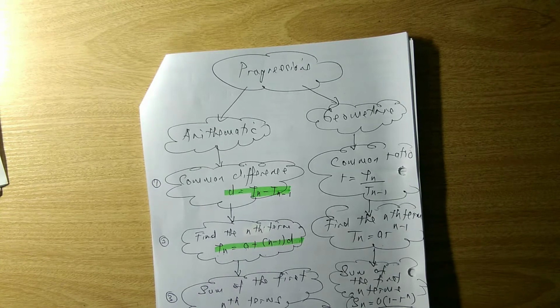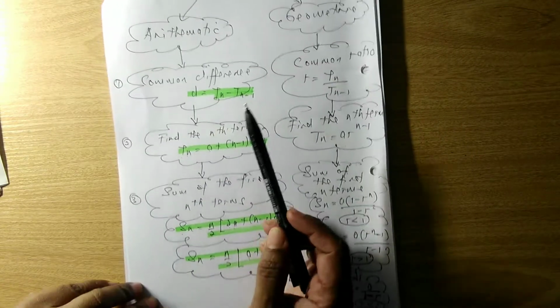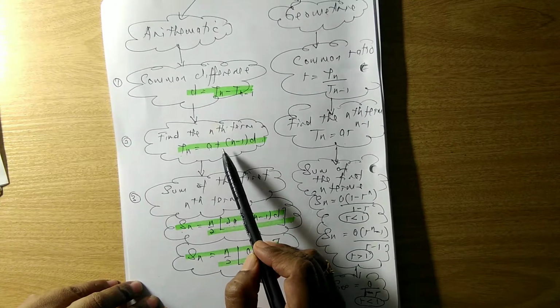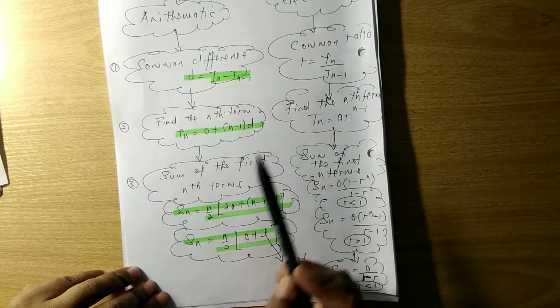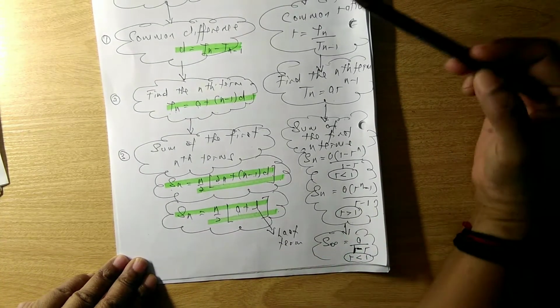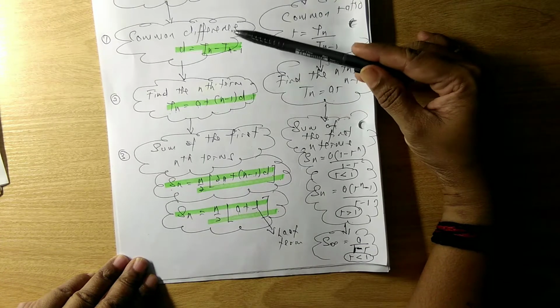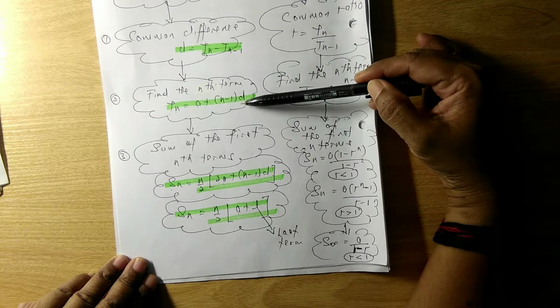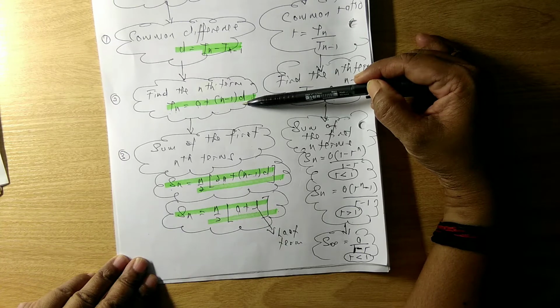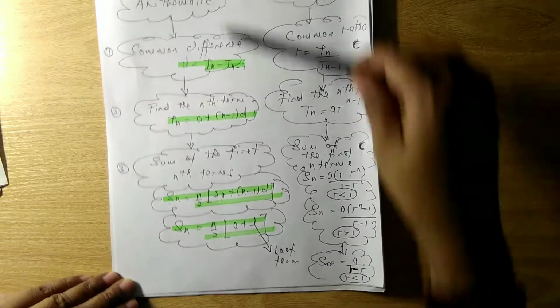Progression, we have got two types. One is arithmetic and one is known as geometric progression. Now for arithmetic, what we have seen is the concept of common difference, to find the nth term, and to find the sum of the first n terms. So there are three concepts here, and for each concept there's one formula derived. This is to find your common difference. This is to find your Tn, the nth term. And this is to find the sum of the first n terms. So there were three concepts.